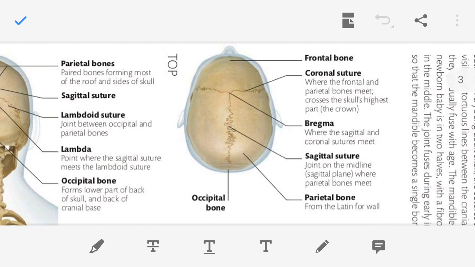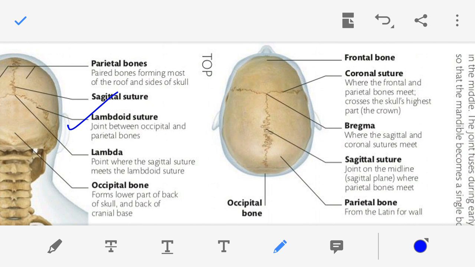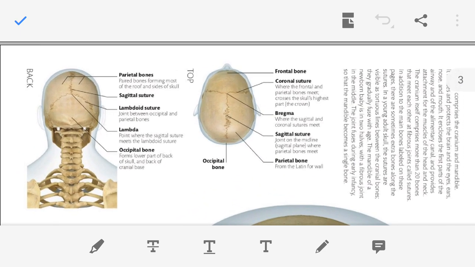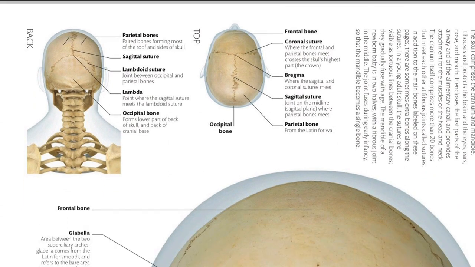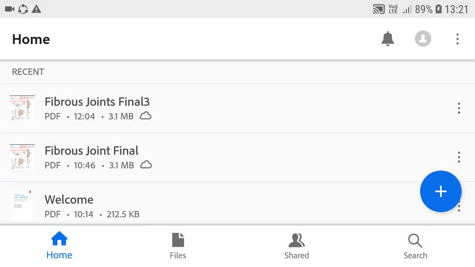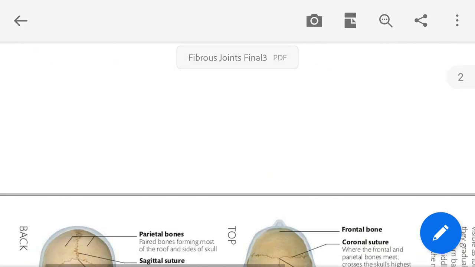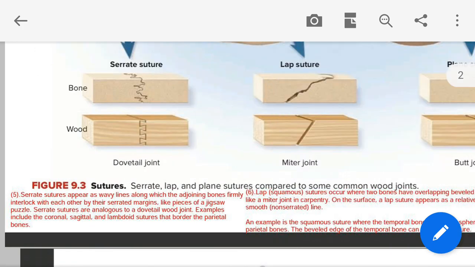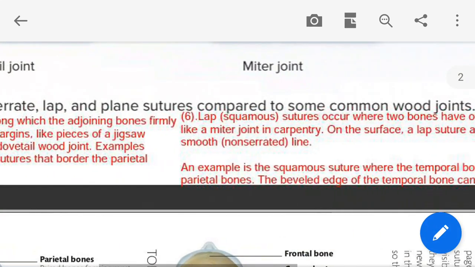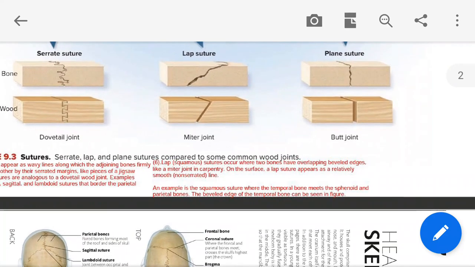So this was the lambdoid, then this is the coronal and this is the sagittal suture. These three, once again I am zooming so that you can see it properly. Now you try to remember all the names and the sutures. So this was the fifth point regarding the serrate suture. Now moving on to the sixth point, lap suture.